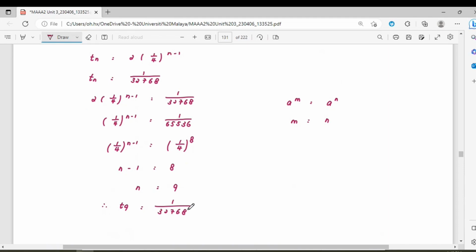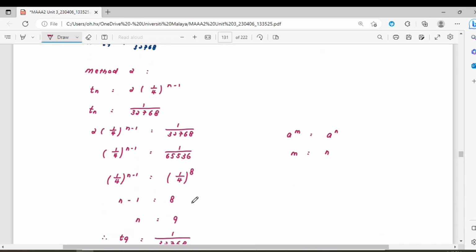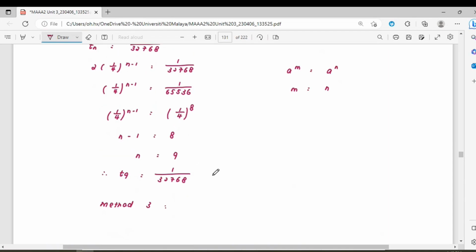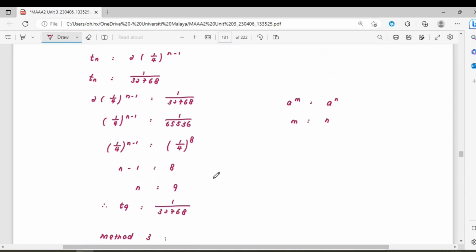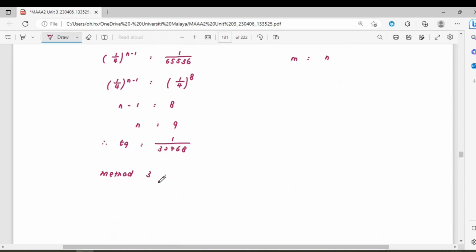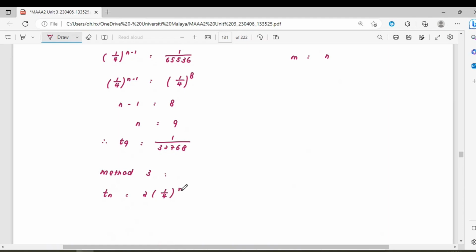Now we move on to method 3. Method 3 is basically using method 2 as well, but instead of solving the equation by ourselves, we use the TI-Nspire to solve it. So my first 2 steps are going to be exactly the same. I'm just going to copy: 2, 1 over 4, power n minus 1, and we know that we are going to get Tn equal to 32,000 plus.